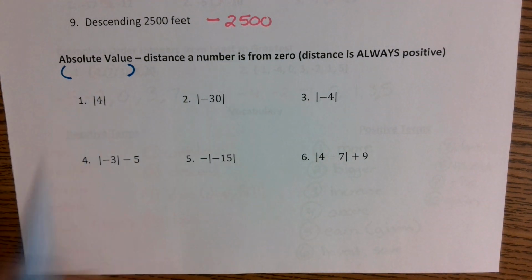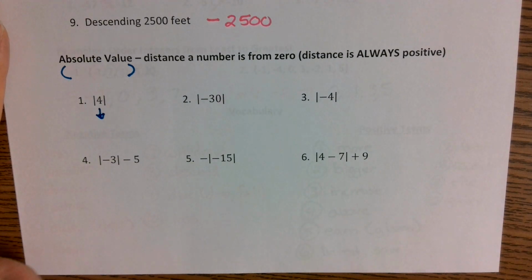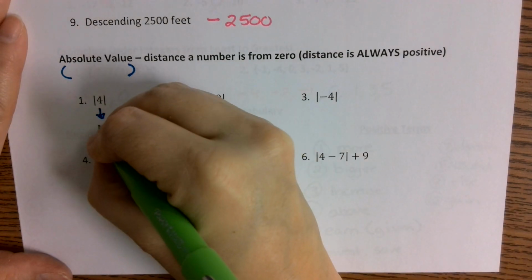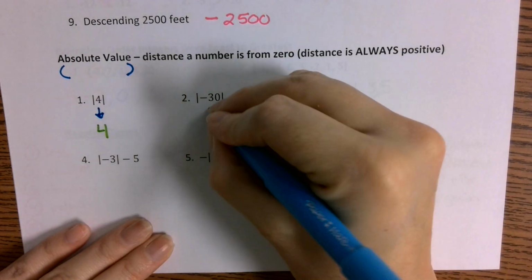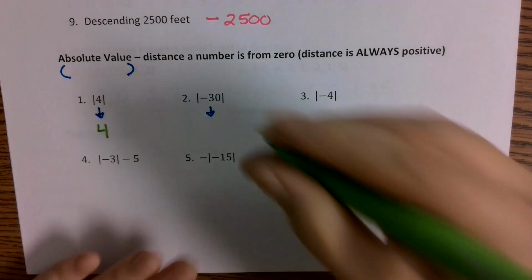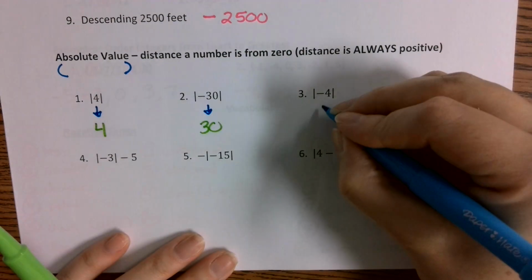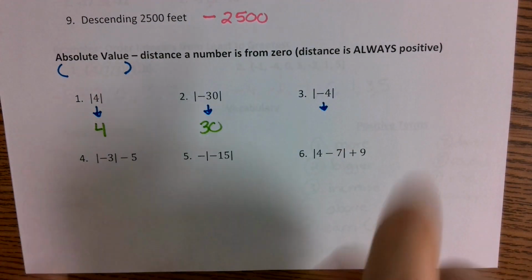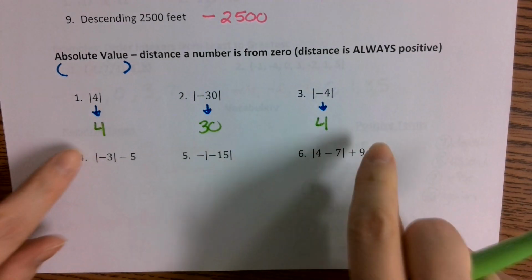So in problem number 1, there isn't any other situation except that it asks the absolute value. So the absolute value of 4 is going to give us what? 4. Absolute value of negative 30 is 30. So it does not matter. They're going to come out positive. And absolute value of negative 4 is 4. Okay, so I wanted to make sure you guys had both 4 and negative 4 here so that you would understand they both have a distance of 4.